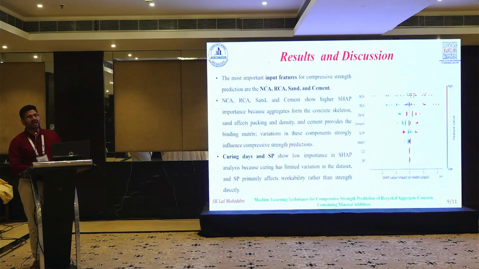Next one is SHAP analysis. From this, we have to identify how each input parameter contributes to the target strength. The most influencing parameters are natural coarse aggregate, recycled coarse aggregate, sand and cement. And the curing days and superplasticizers are the less important parameters because curing days has limited variation in the data set, and the superplasticizer most probably affects workability rather than the strength.